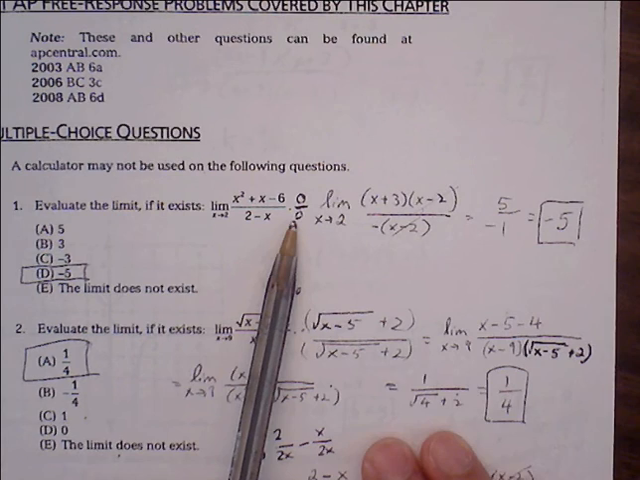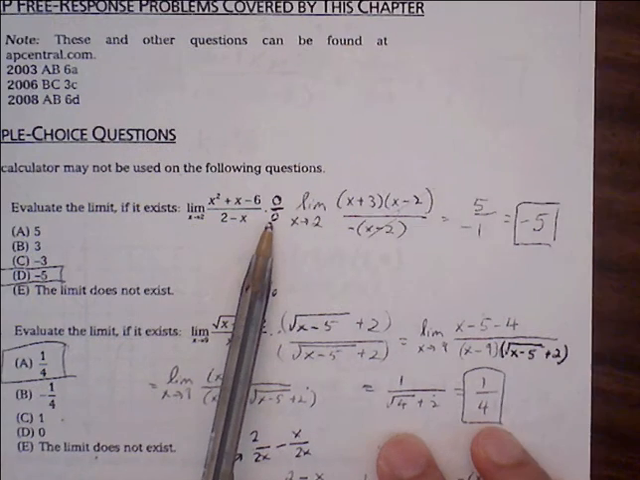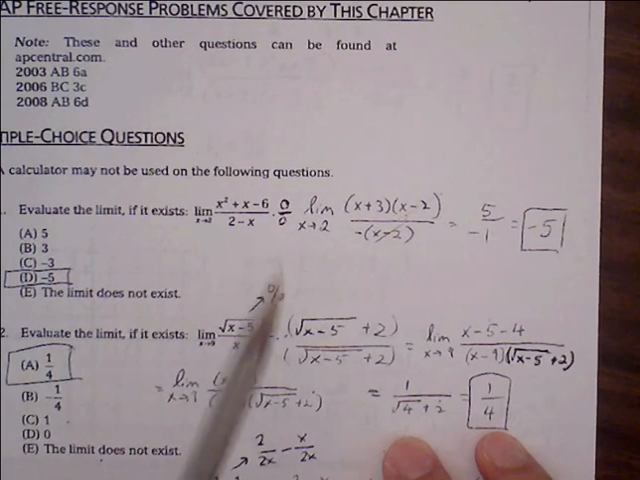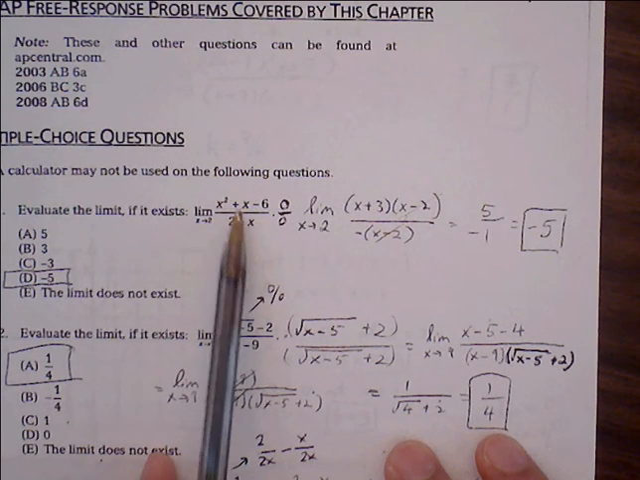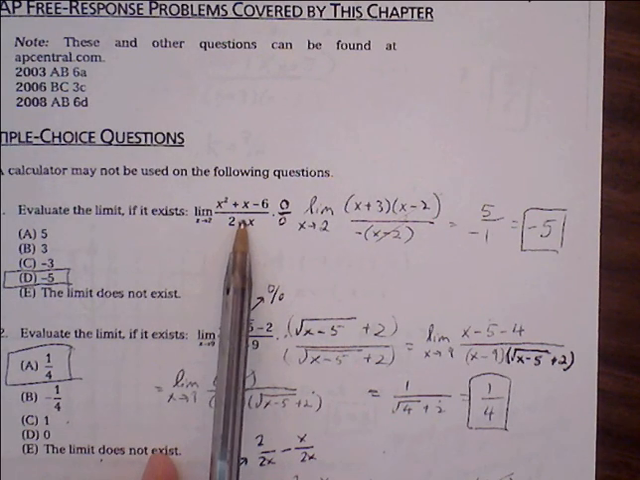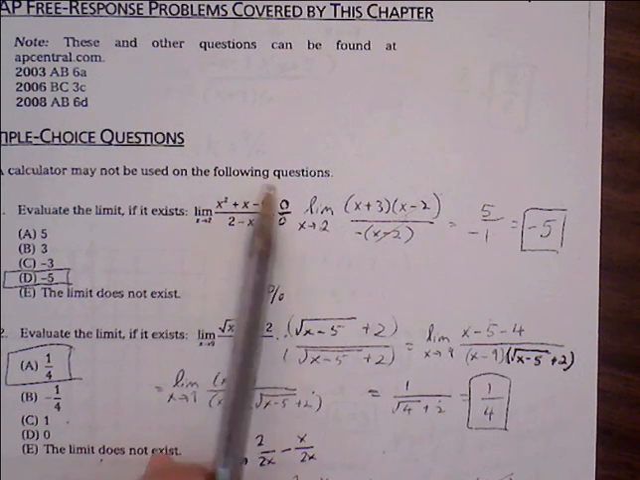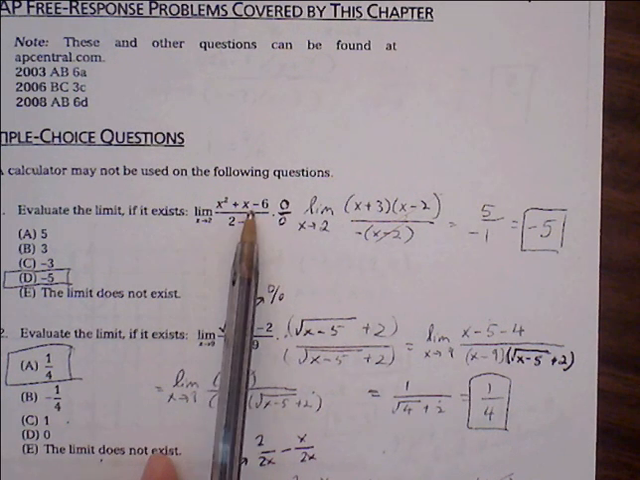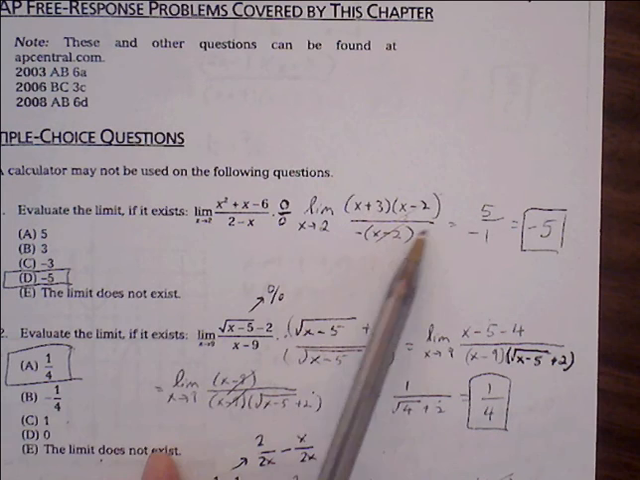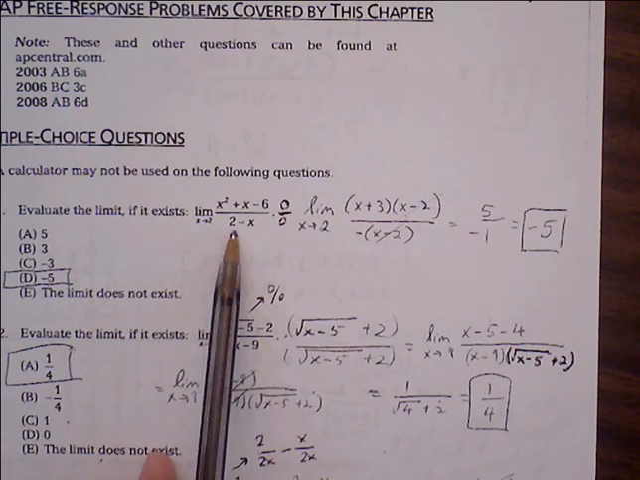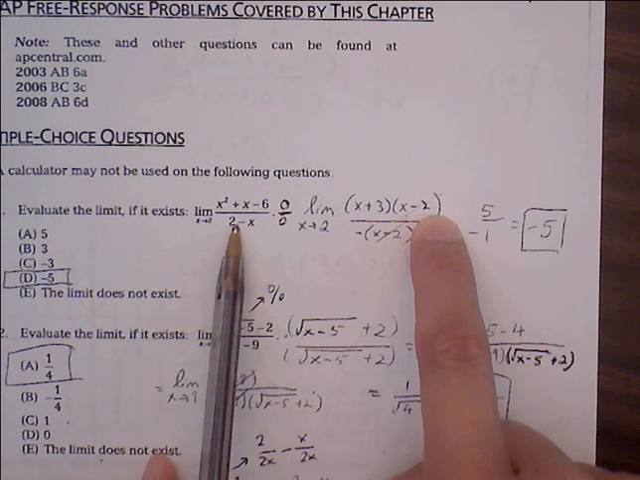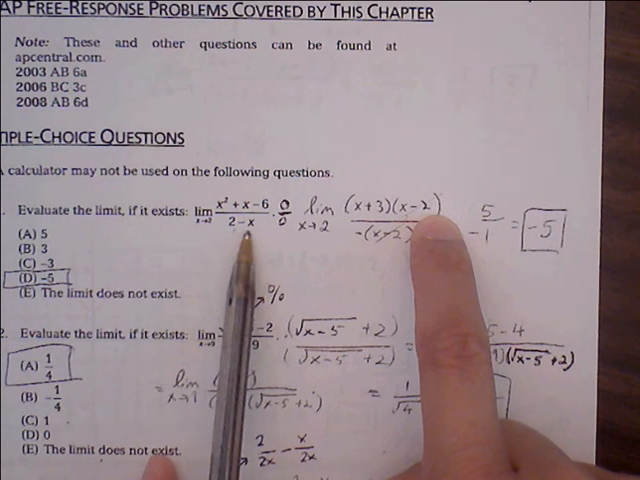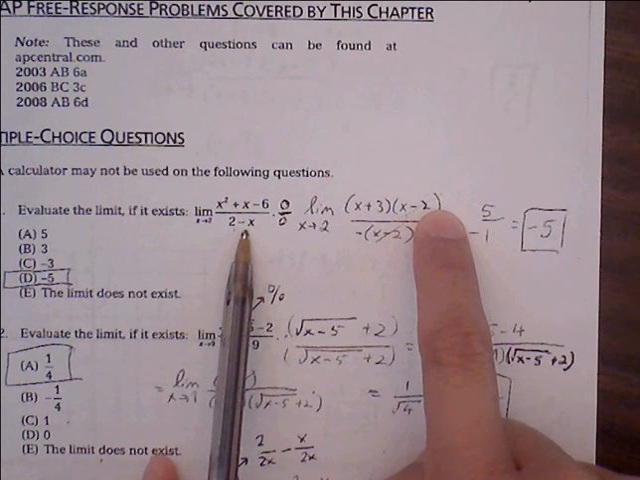There's a hole in this graph that's preventing us to evaluate the limit cleanly. So we have to find a way to cancel out some common factors. So in this case, if we factor the numerator, we get x plus 3 times x minus 2. And then the denominator, the 2 minus x, we see there's commonality between 2 minus x and x minus 2, but it's not quite the same.